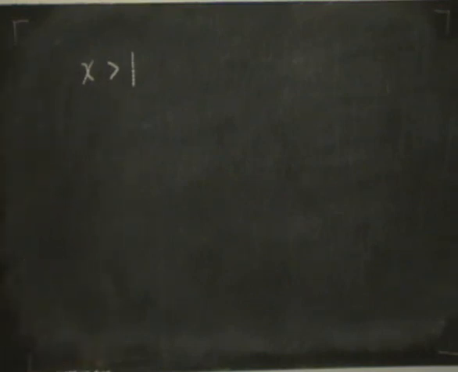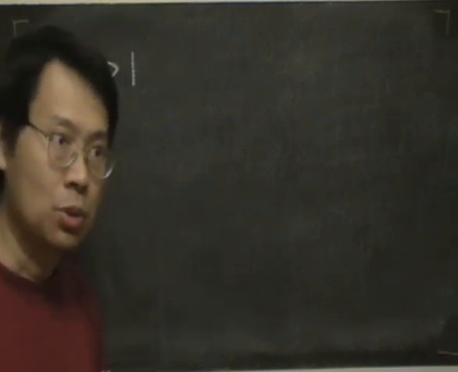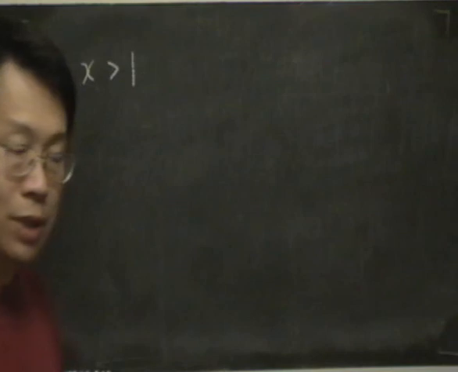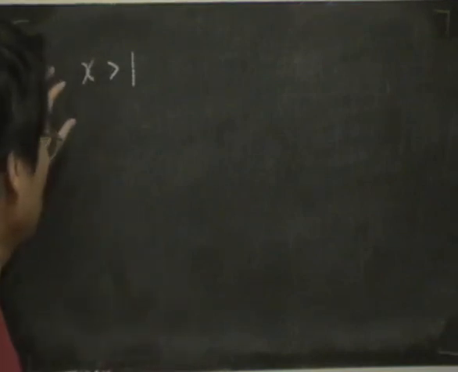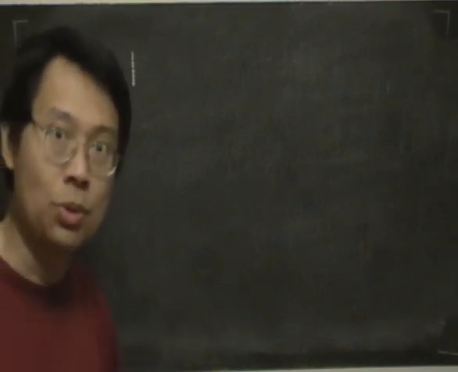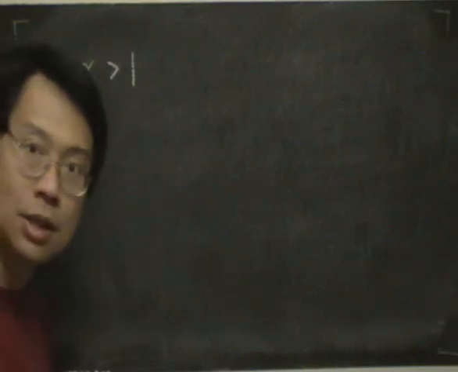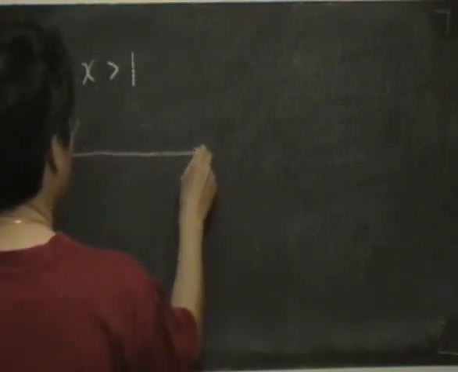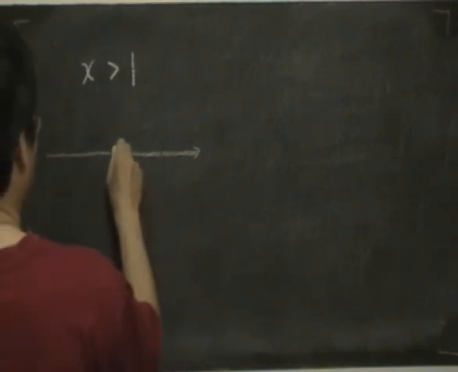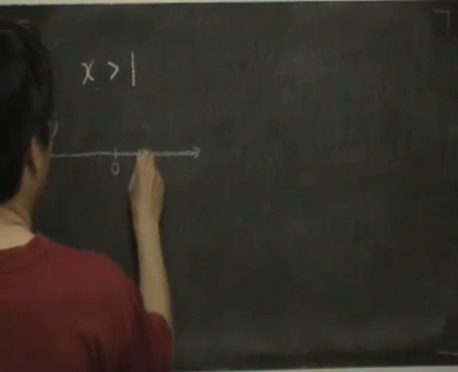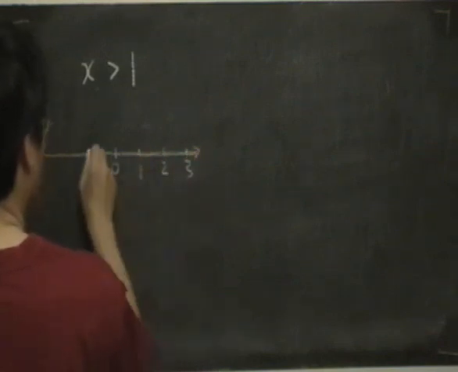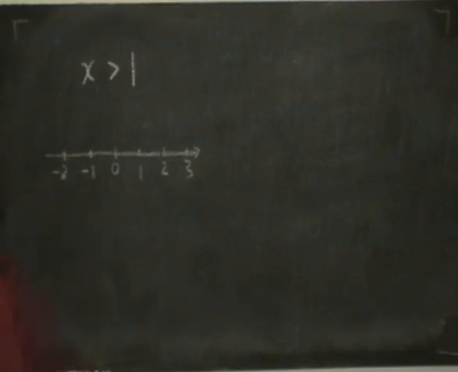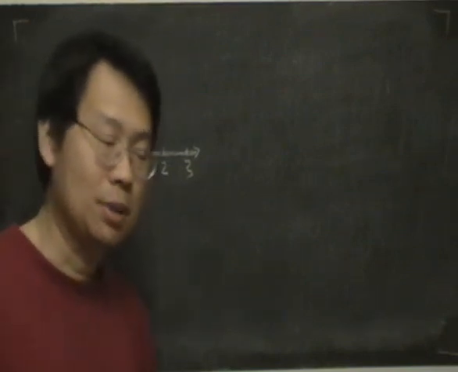Okay, now what I'm going to do is to draw a picture of a number line to represent or to show this inequality. So let me do that. If I have a number line like that, it goes in that direction, so I might have a 0 there, 1, 2, 3 and so on, and on the other side I have minus 1, minus 2 and so on. So that's a number line.